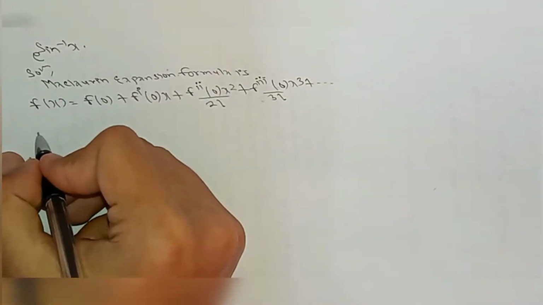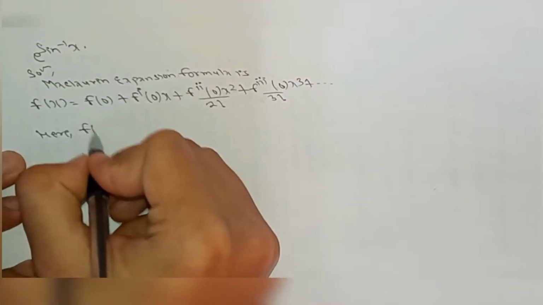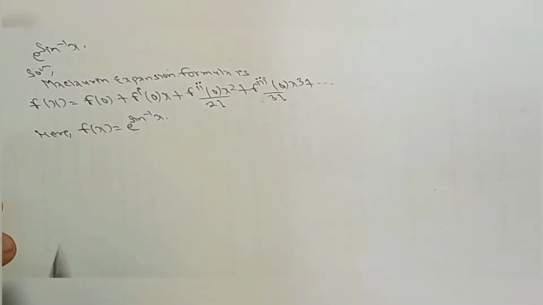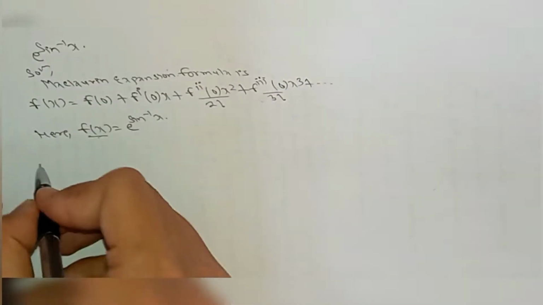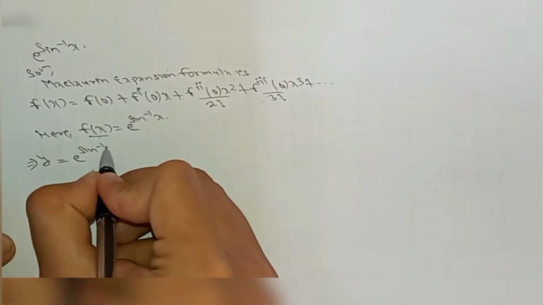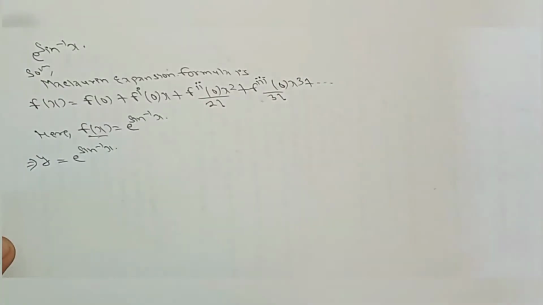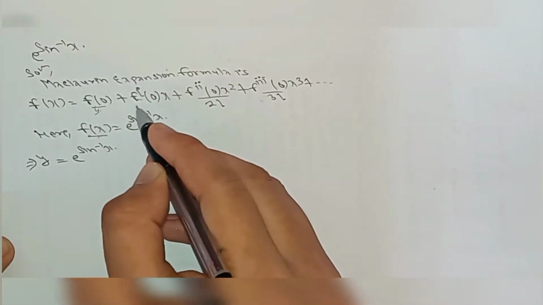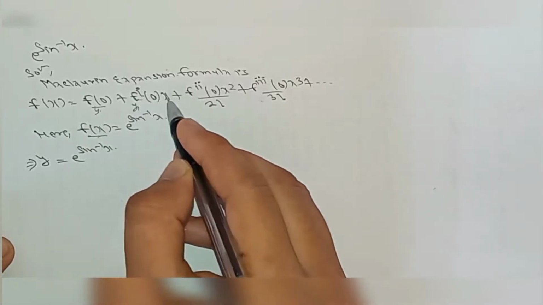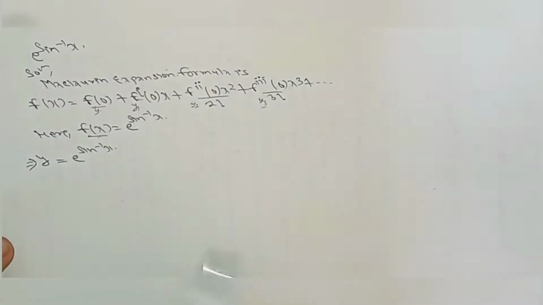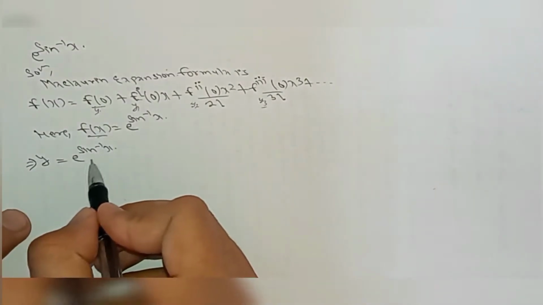Now we have f of x is equal to e power of sin inverse of x. Suppose f of x is equal to y, so y is equal to e power of sin inverse x. The derivative of f means the differentiation of y, so y1 is equal to f dash of 0, and then we have y2 and y3. Remember that.